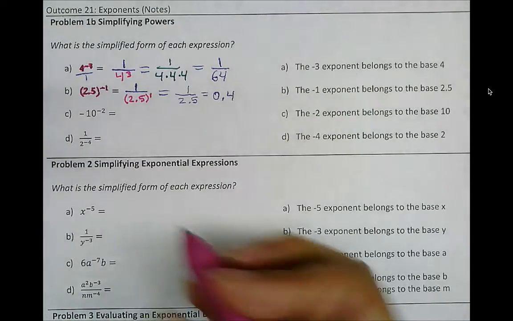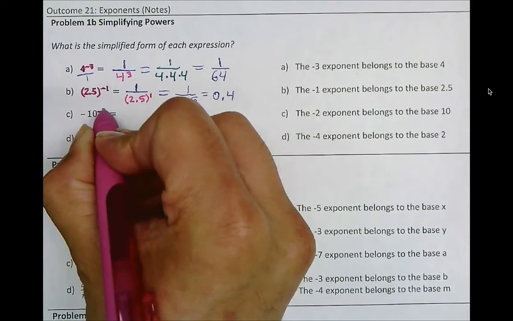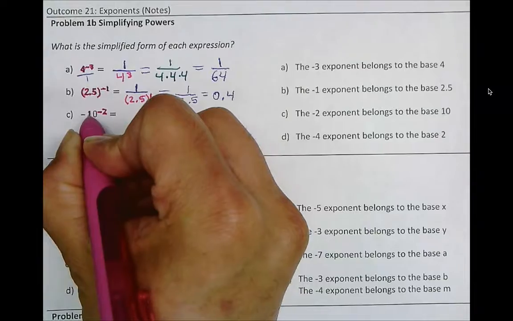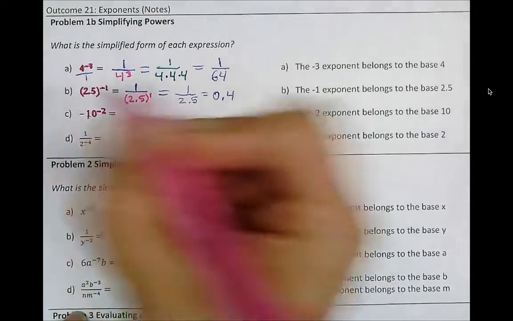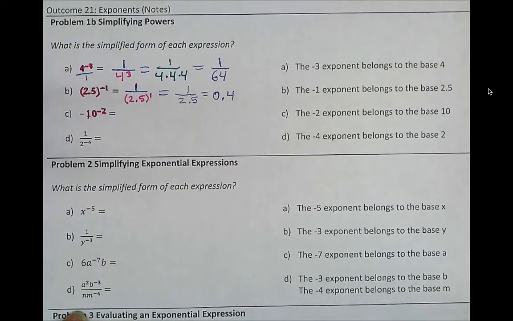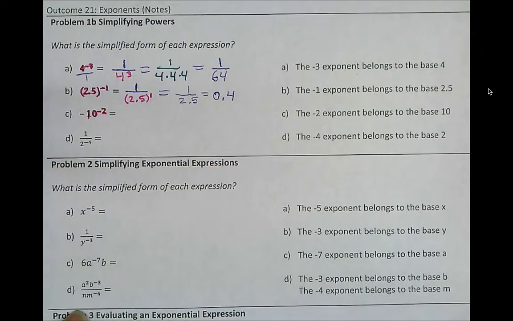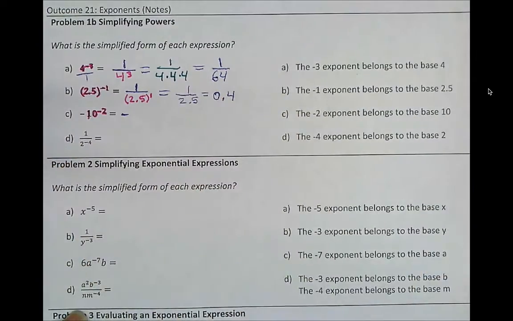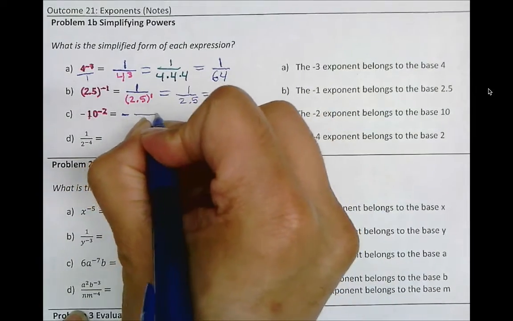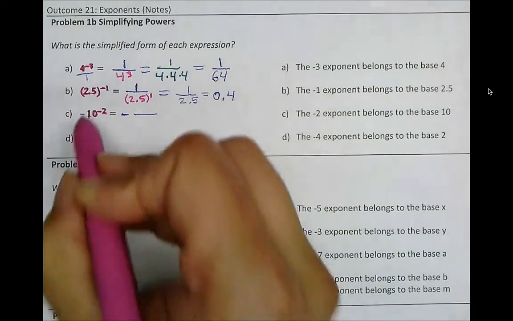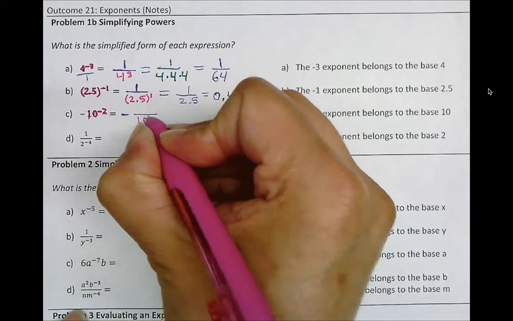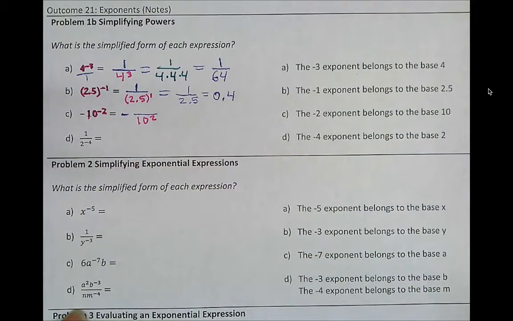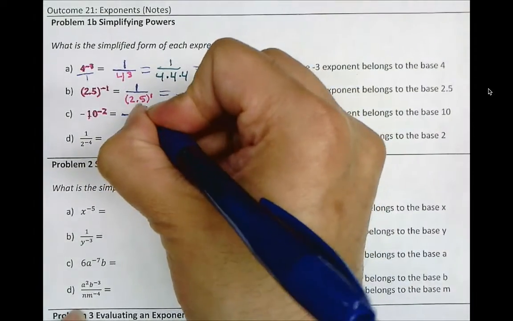Now in part C, the negative exponent of 2, so negative 2, belongs only to the 10. Because the negative is not in parentheses with the 10, it's separate. So we just take that negative, write it over here. Now let's create our fraction bar. The 10 to the power of negative 2 drops into the denominator to become a positive exponent of 2. And we use a 1 on top.